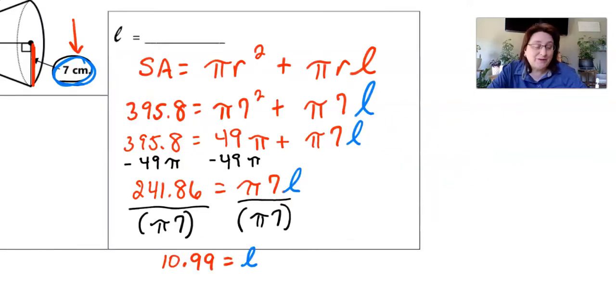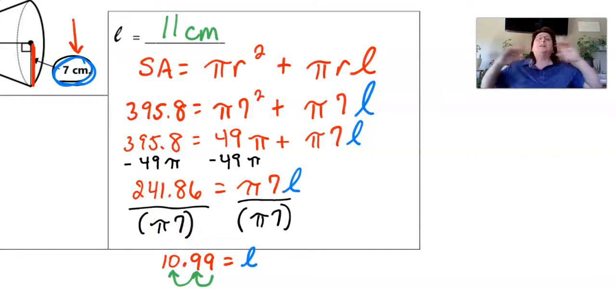All right, how'd you guys do? Well, let's see. You should have gotten 10.99 equals L, and then when we round it to the tens place, this 9 rounds up to 10, so that means this has to go up by 1 digit. So our slant height is 11 centimeters. Now, guys, take a look at my work just in case. I want to point something out. Did you also remember that when you divide by pi times 7, you've got to put it in parentheses? If you didn't put it in parentheses, you got something completely different. All right, so that's the first step.